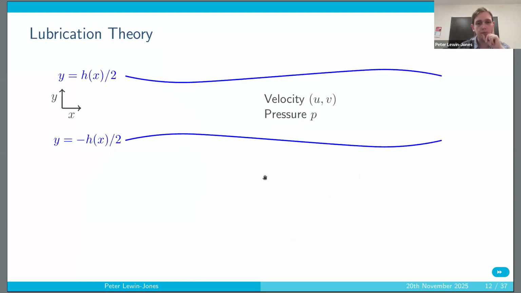So what we want to do is use something called lubrication theory, which if you study fluid dynamics you might have seen before, but I want to quickly give an overview because I think this is where some of the mathematical part of this modeling really comes into it.